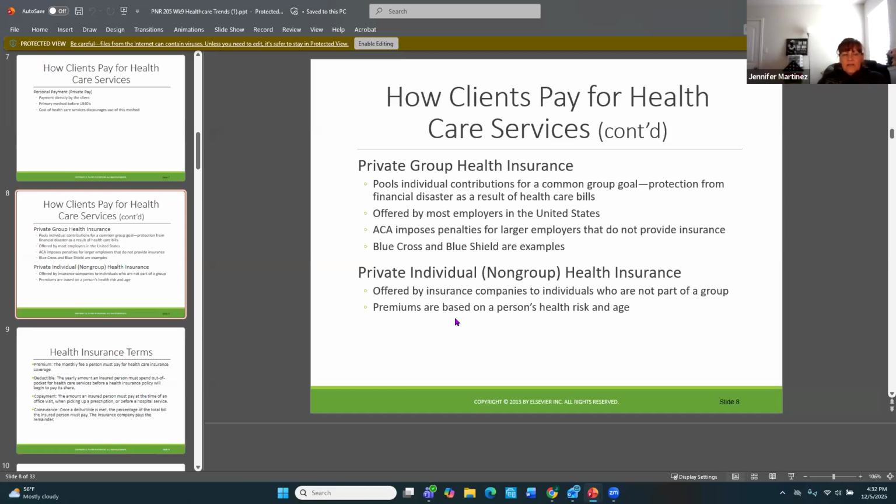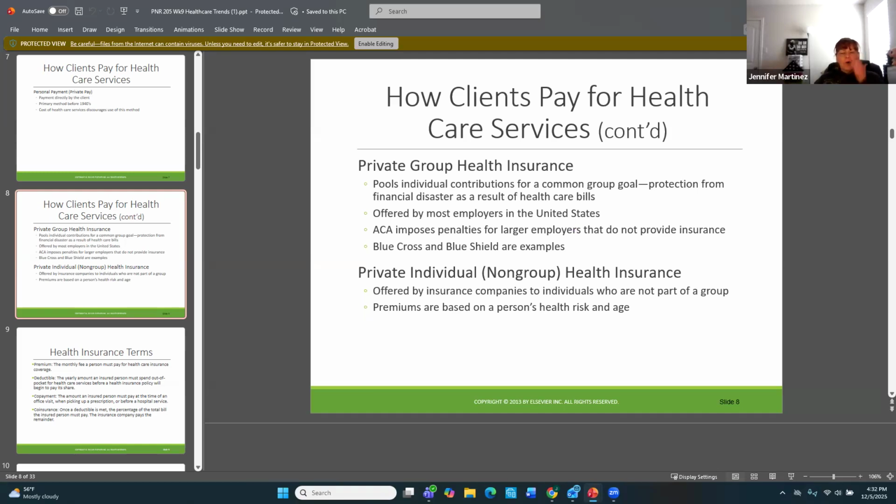Smaller companies that offer insurance, I do know that they will get a tax credit, because it can be expensive to offer insurance to your employees. Your private individual health insurance is offered by some insurance companies to those that are not part of a group.